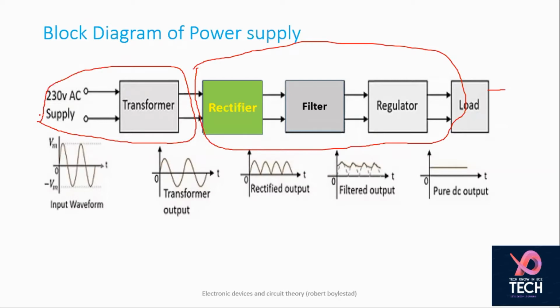So how does your device operate? We are having a transformer. The main function of the transformer is to step down. You are getting 230 volt AC, and depending upon our requirement, your voltage is stepped down, reduced from 230 volts to maybe 6 volts or 9 volts or 12 volts. And once your transformer output is there, it is still AC, but the magnitude has decreased considerably.